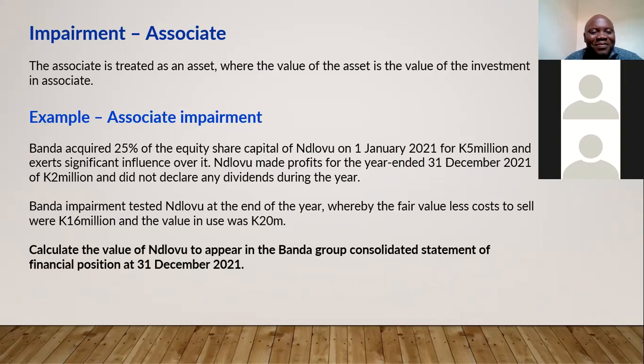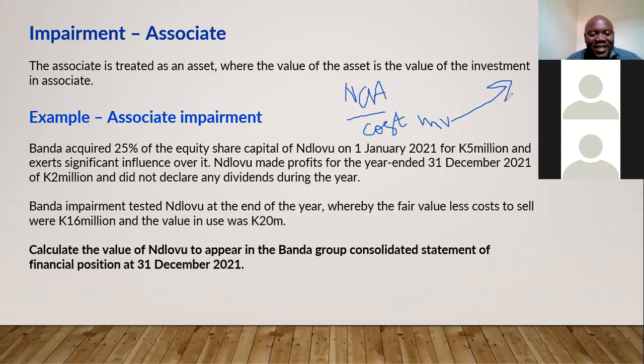Same concept. The associate is treated as an asset, where the value of the asset is the value of the investment in associates. And we know when we check in the balance sheet, it comes just after, under non-current assets. We have the cost of investment. So we know that this is where our associate is going to sit in the balance sheet.